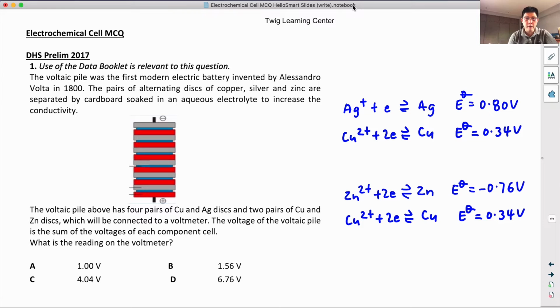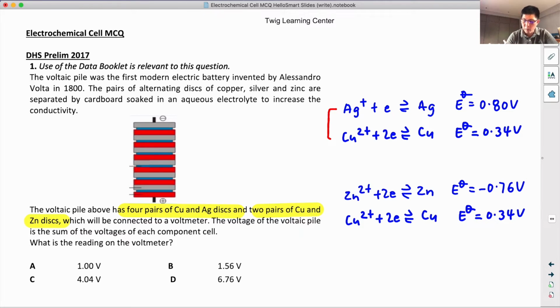The voltaic pile has 4 pairs of copper silver discs. So let's highlight 4 pairs of copper silver discs. So you actually have 4 little batteries, and you have 2 pairs of copper zinc discs. So you have another 2 batteries, right? Let's check out this copper silver disc. These are the 2 half cells. Can you see that? So that constitutes one little tiny battery.